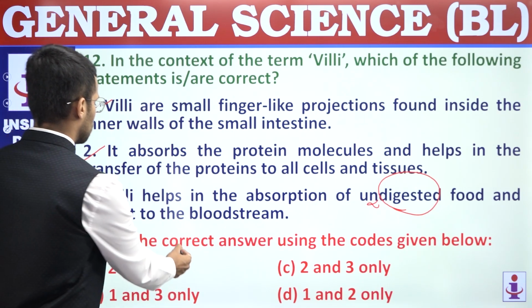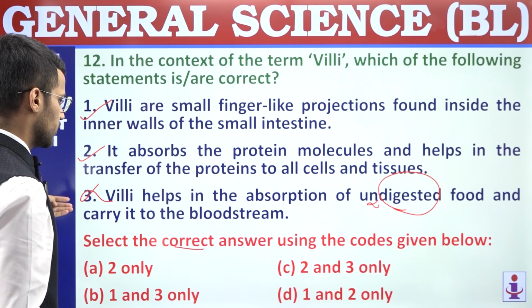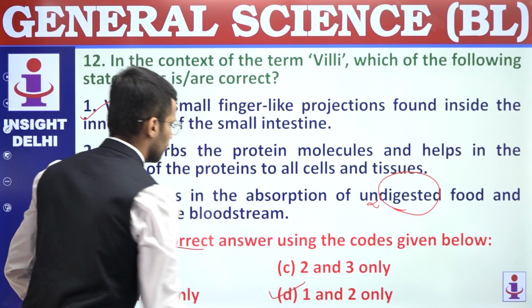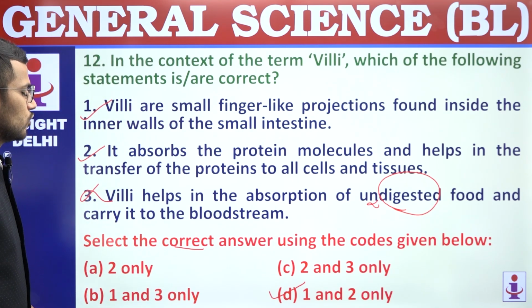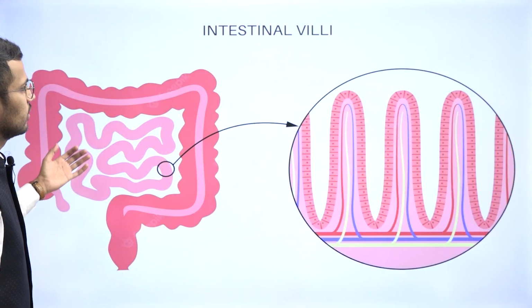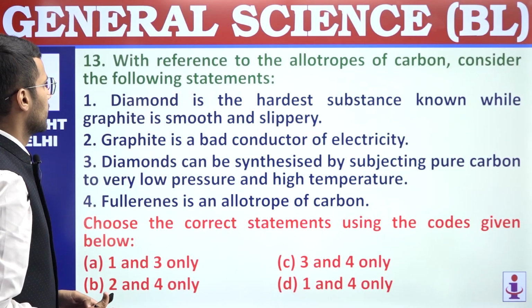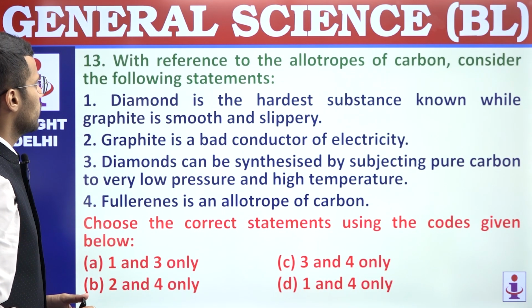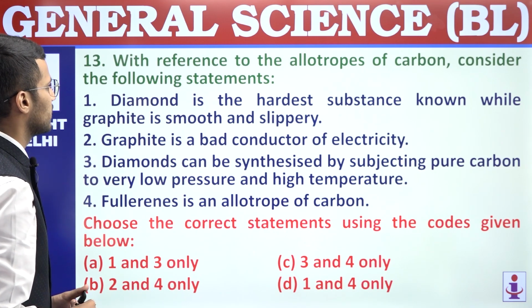And that's why the third statement is incorrect. We are supposed to find out correct statements only. Hence, the answer should be 1 and 2, which is mentioned in option D. Question number 12, answer is D, 1 and 2 only. So this is how intestinal villi look like. Next, question number 13. With reference to the allotropes of carbon, consider the following statements.